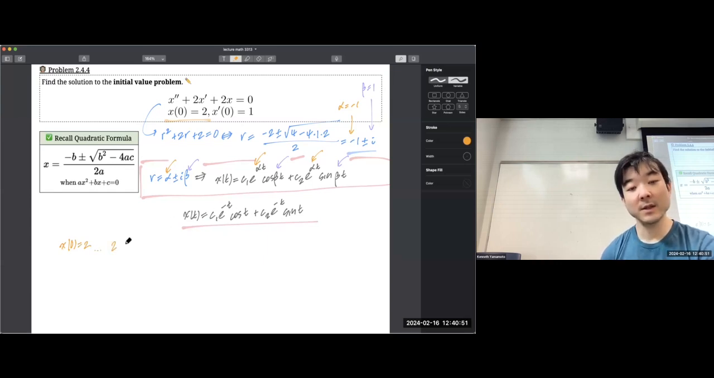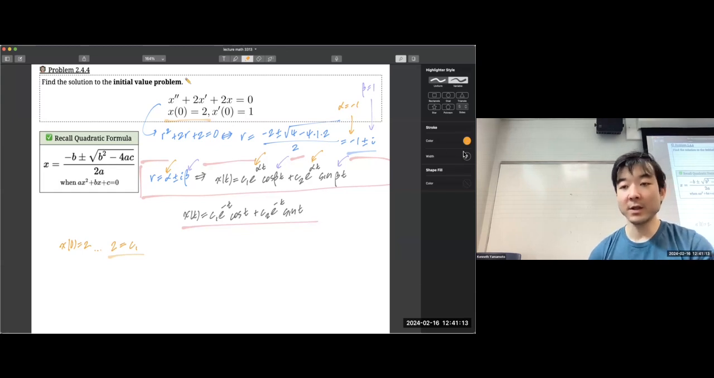solution, then you'll say 2 is equal to C1 e raised to the 0. E raised to 0 is 1, so I'm not going to write that. Cosine of 0 is also 1, so it's just this. This second term goes away because it's sine of 0. That's going to go away, so that's all we have. This is equal to this.